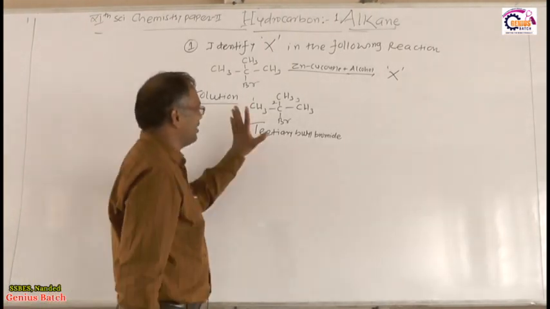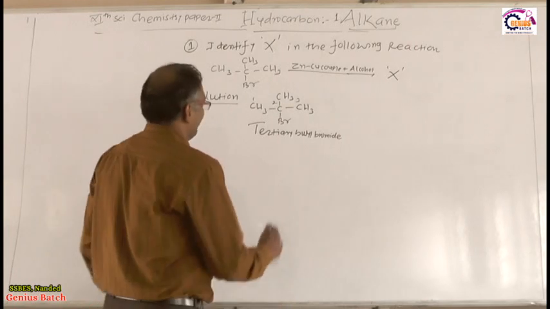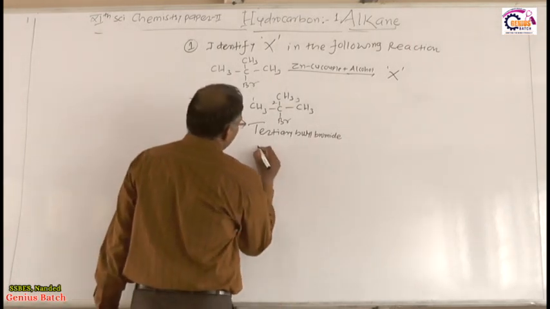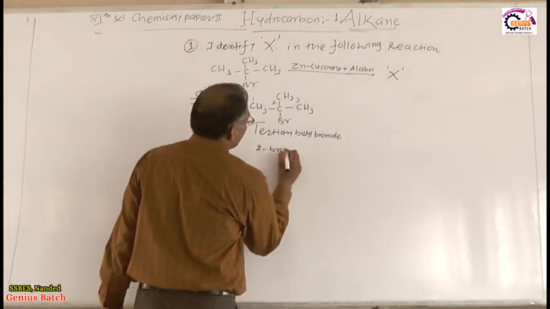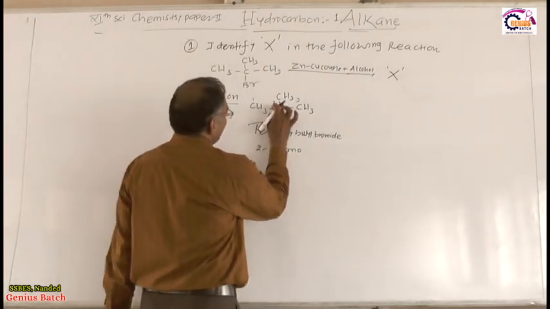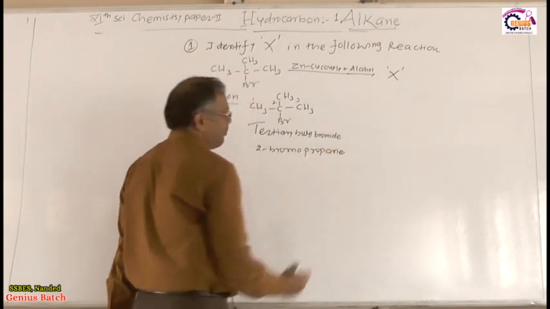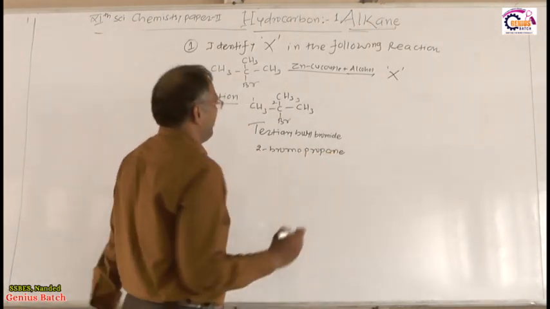Suppose I have chosen this chain 1, 2, 3. So at the 2nd carbon atom, bromine is there, so therefore write down 2-bromo. Then how many carbon atoms are there? 1, 2, 3 in the straight chain. So therefore 2-bromopropane.